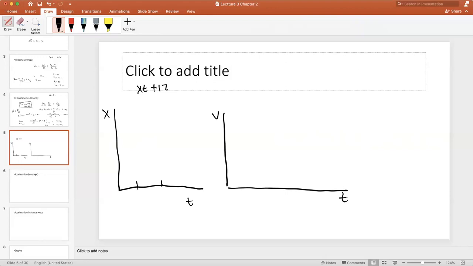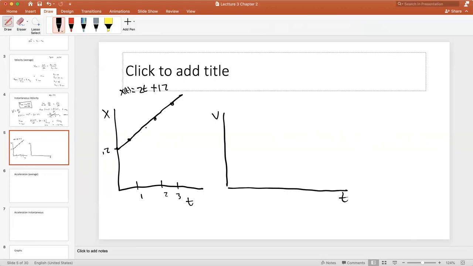As t increases, when t is 0, we're at 12, and as t increases, this is going to shoot up, right? I'm sorry, not x of t, 2t plus 12. So this would be 14, this would be 16, this would be 18, right? So at time of 1, if you put that in, okay, you would get something that looks like this.